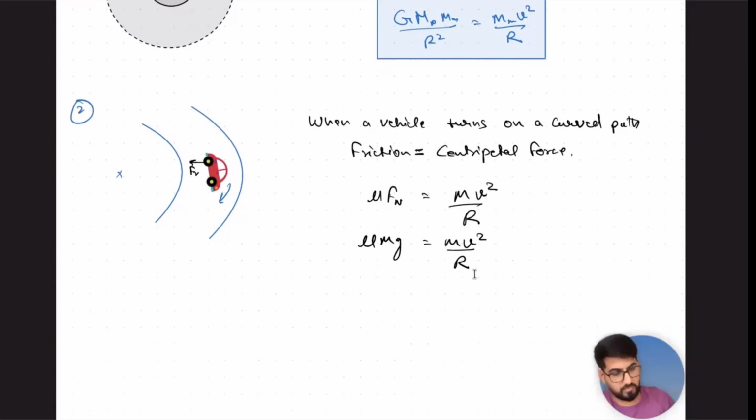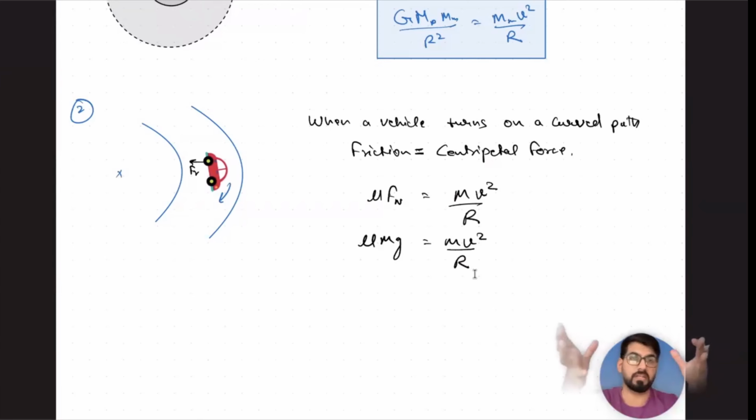So nu times mg is equal to mv square over r. For a safe ride, if you want to take a safe turn where your vehicle does not skid, your velocity should be less than or equal to the limit set by friction, because if it is greater, friction has a limiting condition. We already discussed this. Friction cannot go beyond a certain limit. So we need to make sure the velocity is under the safe limit. Otherwise, your vehicle skids and you may get into an accident, or your vehicle gets flipped.